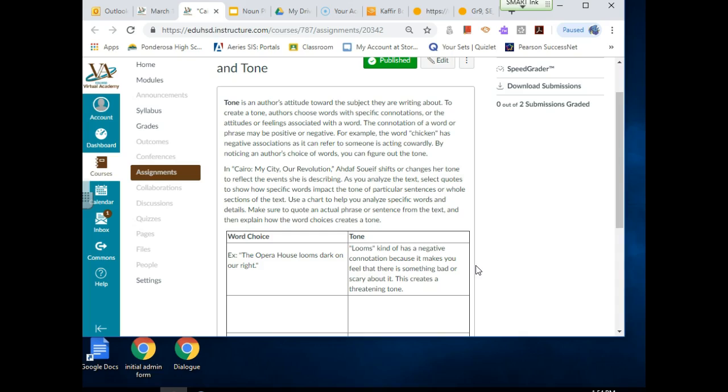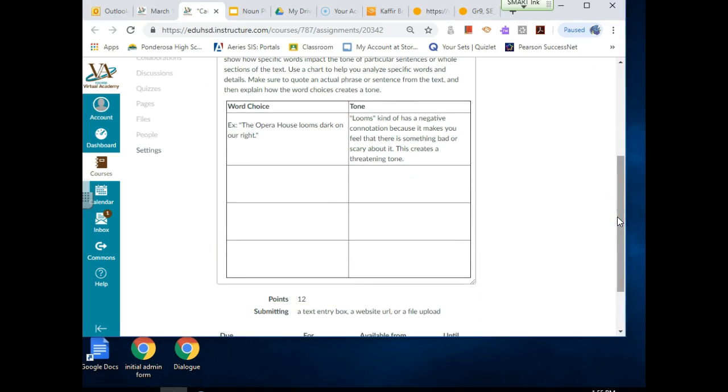So, in Cairo, My City, Our Revolution by Ahdaf Soueif, she shifts or changes her tone to reflect the event she is describing. As you analyze the text, select quotes to show how specific words impact the tone of particular sentences or whole sections of the text. Use a chart to help you analyze specific words and details. Make sure to quote an actual phrase or sentence from the text and then explain how the word choice creates a tone.